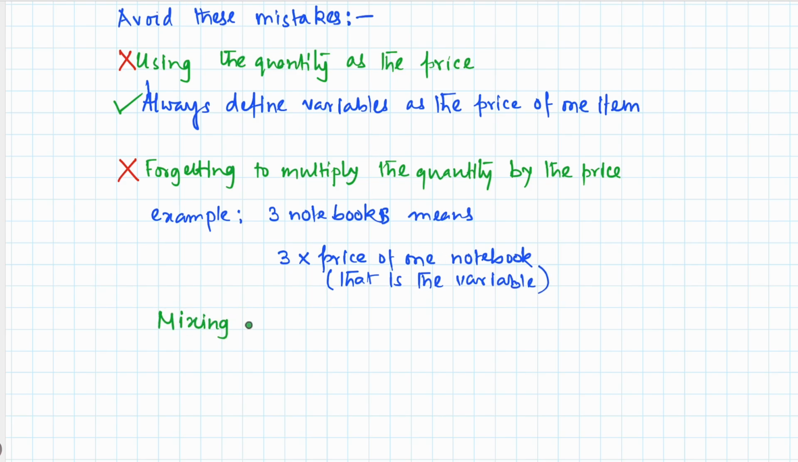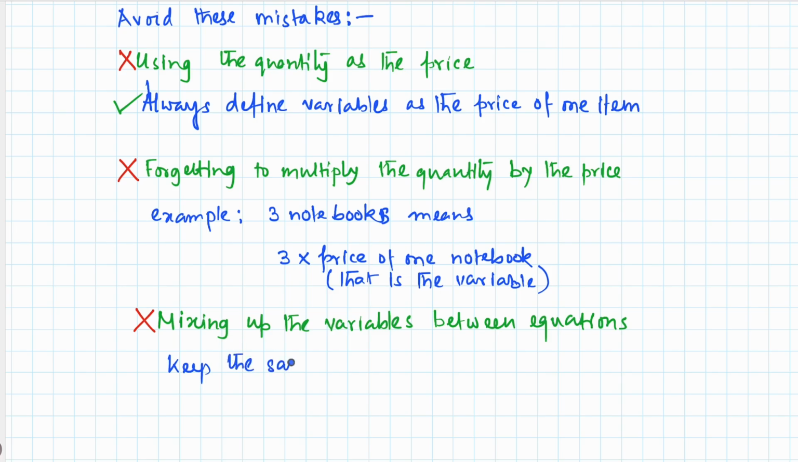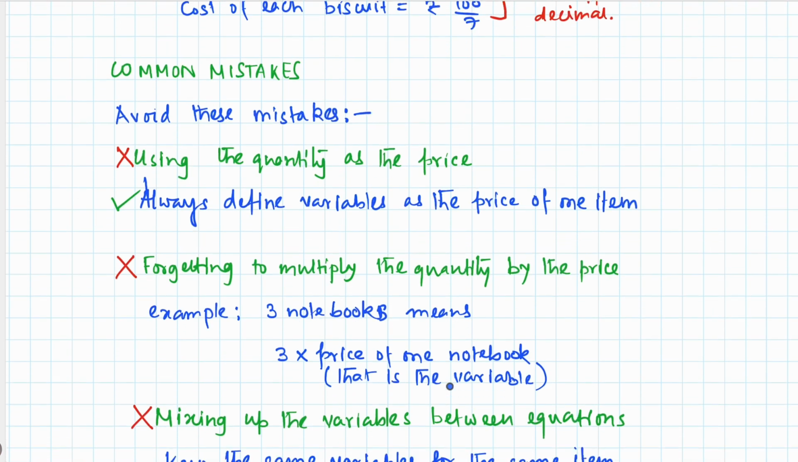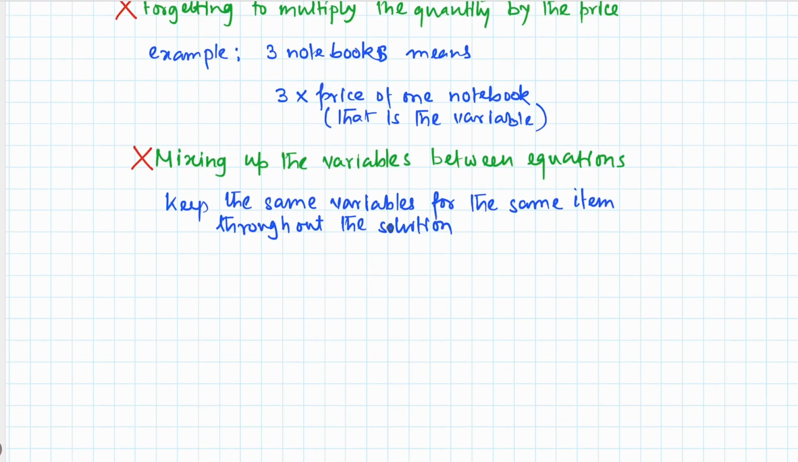And mixing up the variables. Suppose for example we have taken the price of one item as x and the price of another as y. We should not mix or alter these variables with each other. So keep the same variable for the same item. This is very important throughout the solution. So these are the 3 important things you should keep in mind when you are solving this kind of problem.